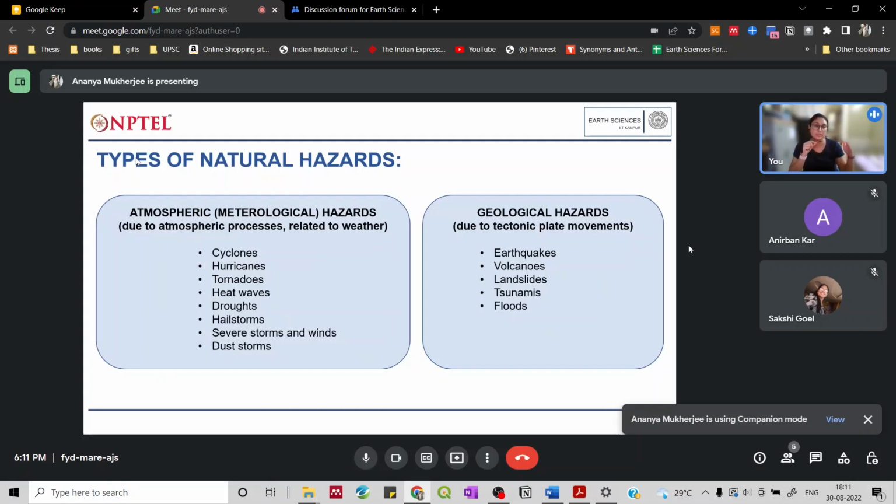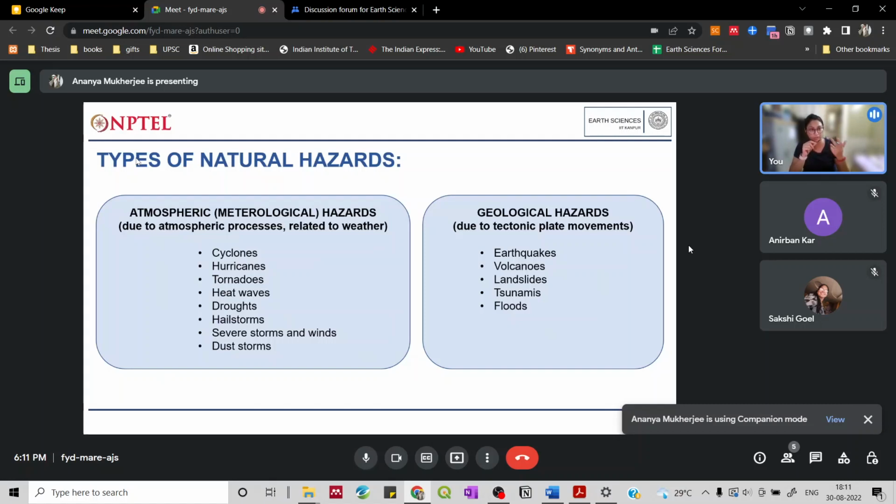Now geological hazards usually happen due to the movement of plate boundaries, tectonic plates, or seismic events happening within the tectonic plates that we have talked about in previous classes. So you have earthquakes. Earthquakes usually happen when two plate boundaries are moving past each other, or towards each other, or away from each other.